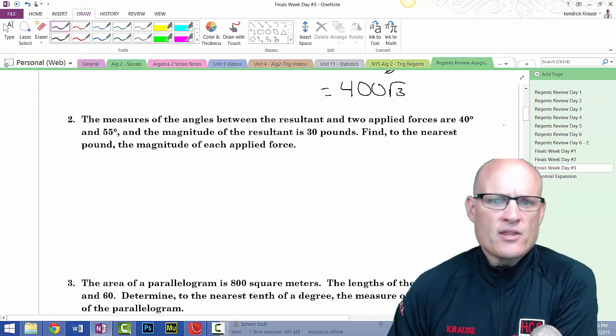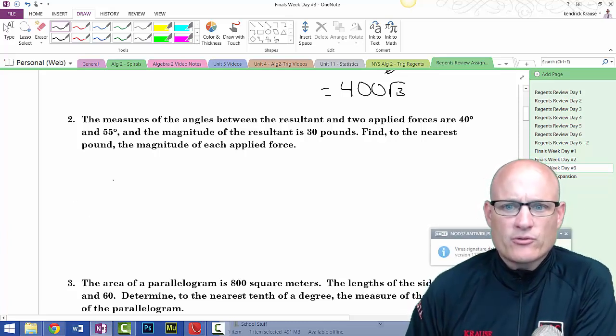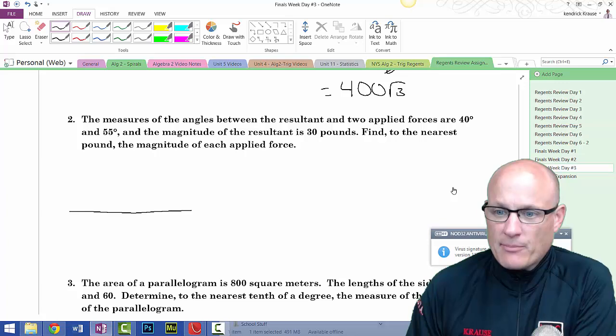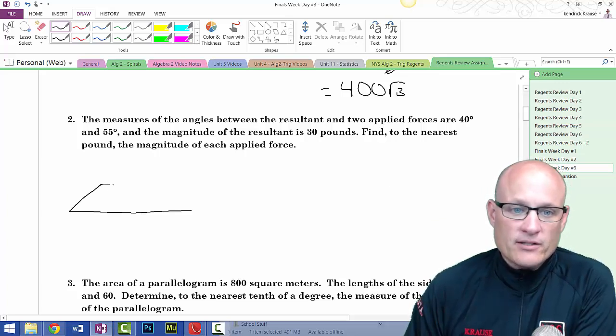22 to go. The measure of the angles between the resultant and 2 applied forces and the applied force. So we got an applied force. We got 1 force going this way. Anybody could tell me why these pop up all the time, I'd appreciate it. And then 1 force here. All right, and that's going to finish.